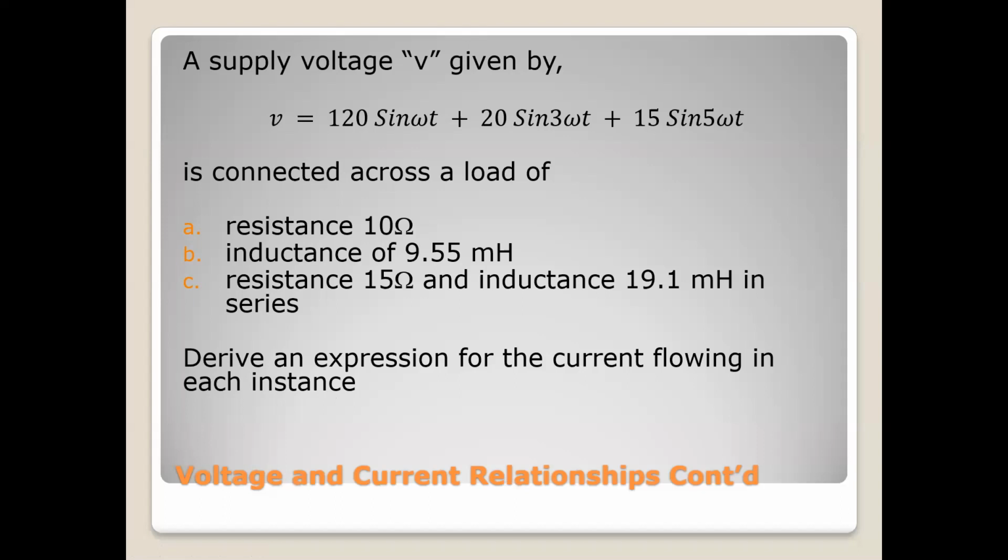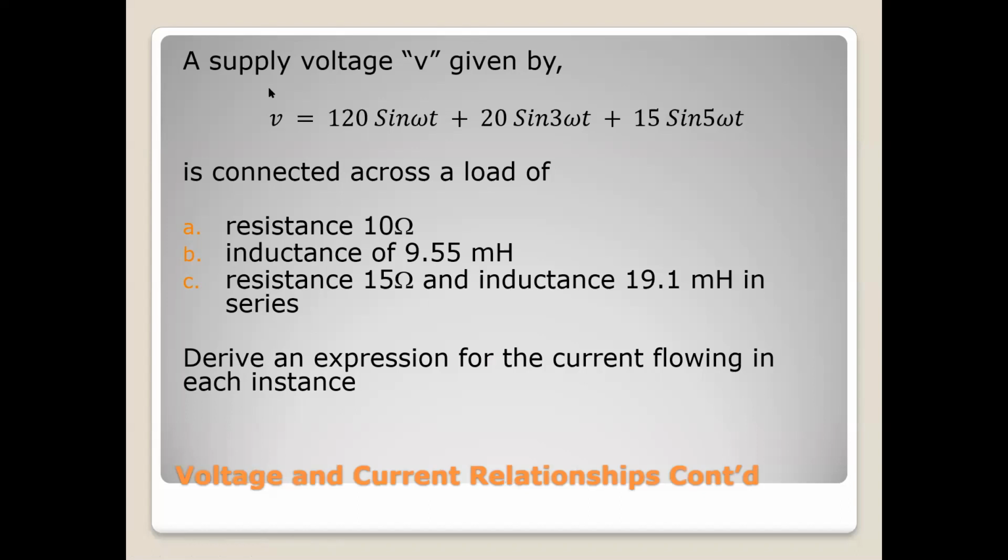Let's see how we would approach something like this. First of all, it's connected across a resistor. So if the circuit is connected across a resistor, the first thing we need to do, of course, is to draw a circuit. So we have our resistor, and we have our complex wave. Okay, so that was 10 ohms.